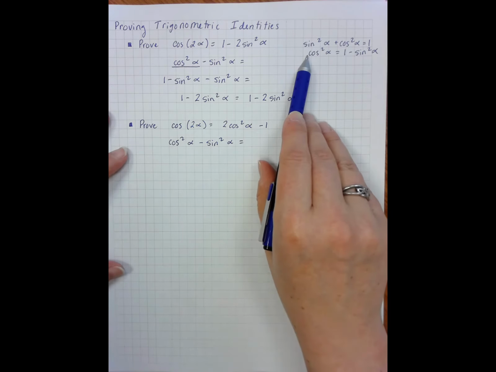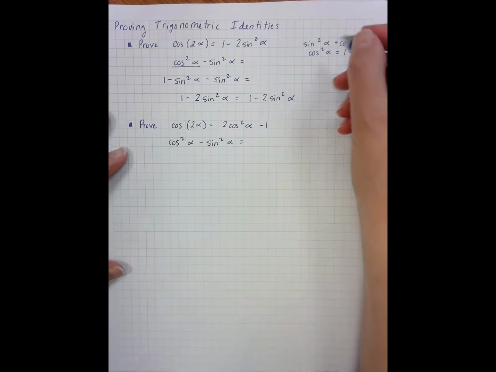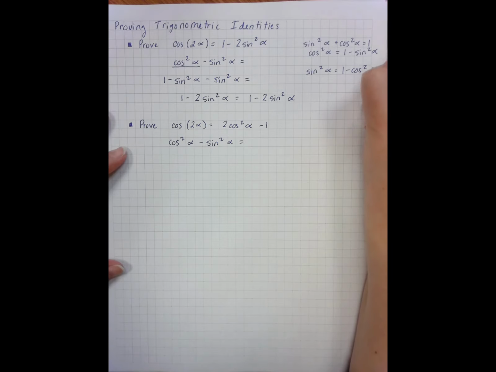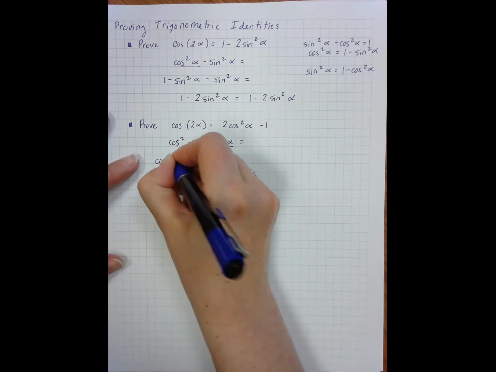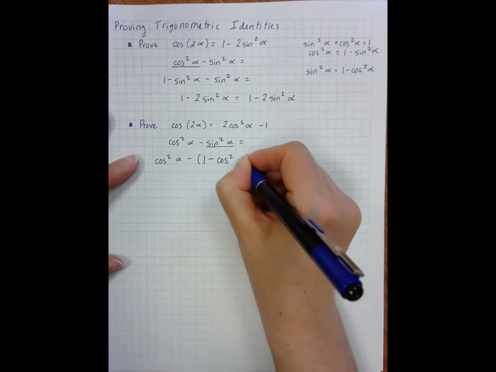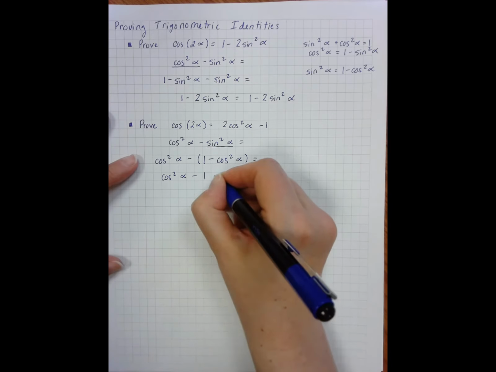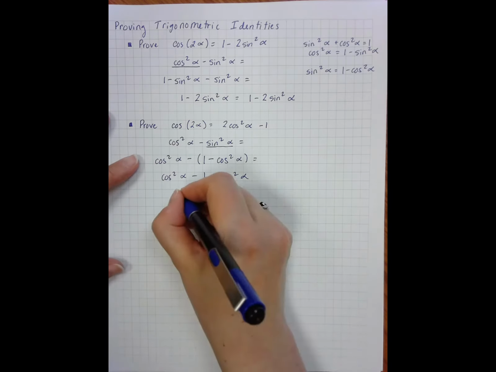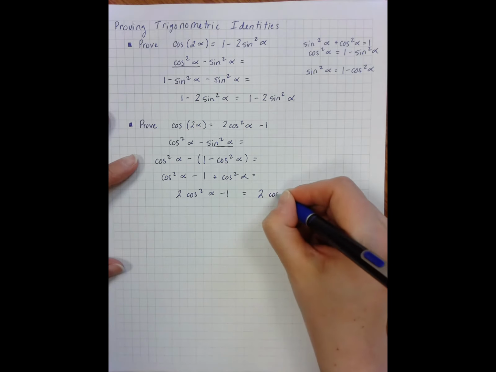And so I could solve this equation. I know I want to get cosines only, so I'm going to solve that equation for sine squared. When I solve it for sine squared, I get 1 minus cosine squared alpha. So now I'm going to replace the sine squared, so I still have cosine squared alpha, minus, and I'm going to replace it with 1 minus cosine squared alpha. I then distribute my negative, and then I have 1 cosine squared and another cosine squared, which gives me 2 cosine squared minus 1, which is what I was looking for.